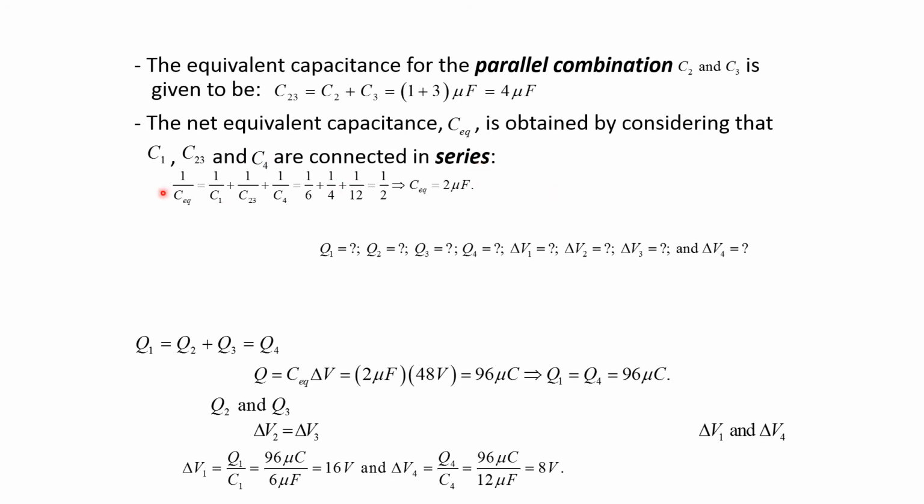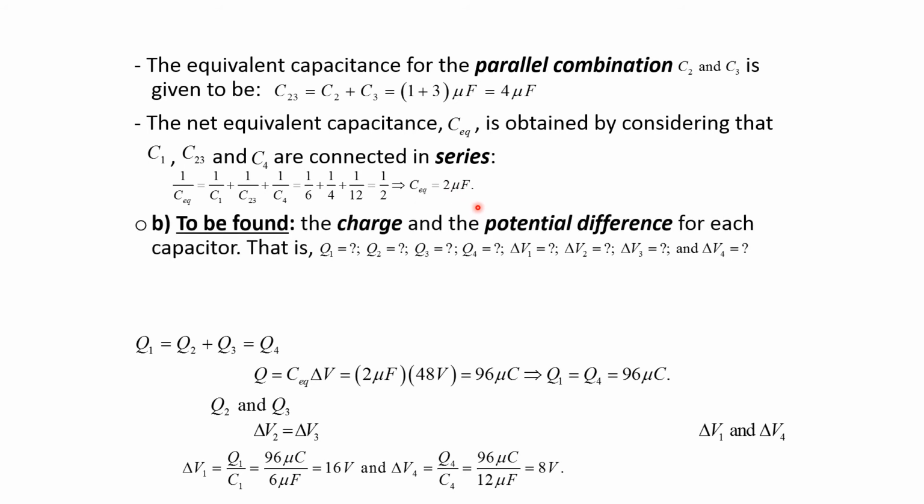In series connection, we use the inverse relationship. That is why the inverse of the equivalent capacitance equals the inverse of capacitance 1 plus the inverse of capacitance 23 plus the inverse of capacitance 4, which equals 1 over 6 plus 1 over 4 plus 1 over 12, which is equal to 1 over 2. Then this equivalent capacitance equals 2 microfarad. And in part B, we are asked to determine the charge and potential difference across each capacitor.